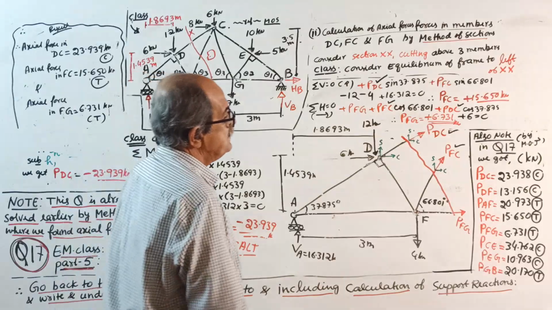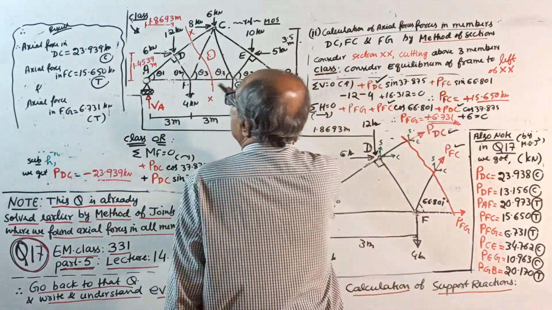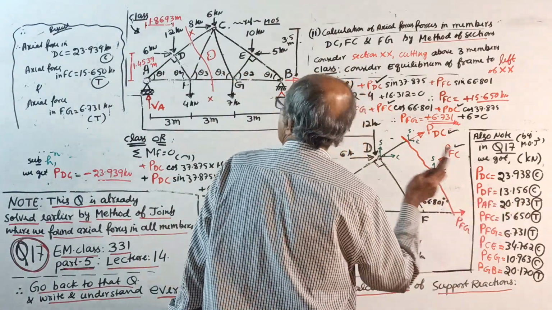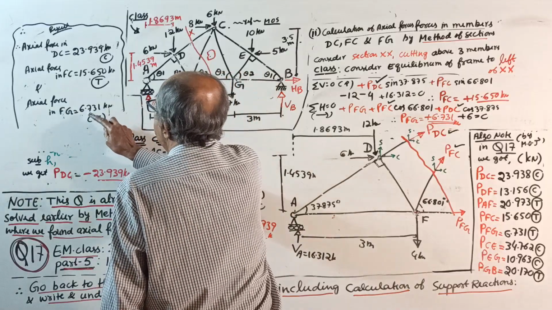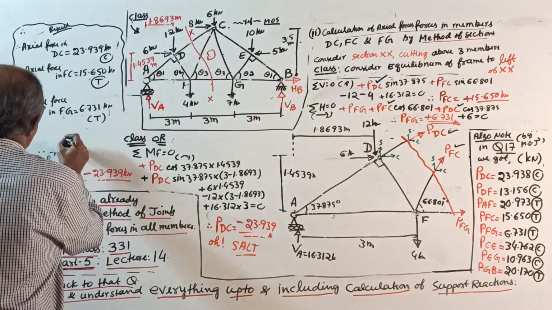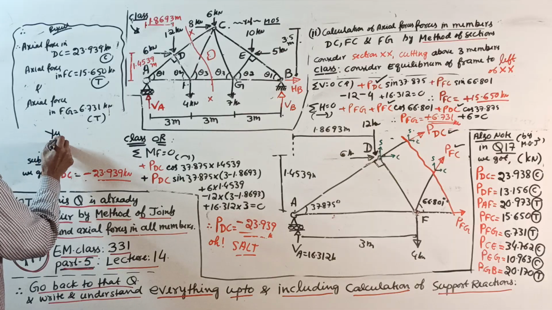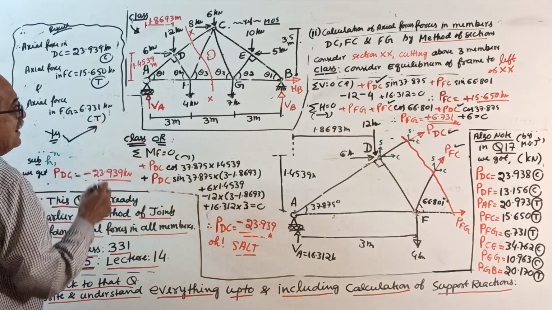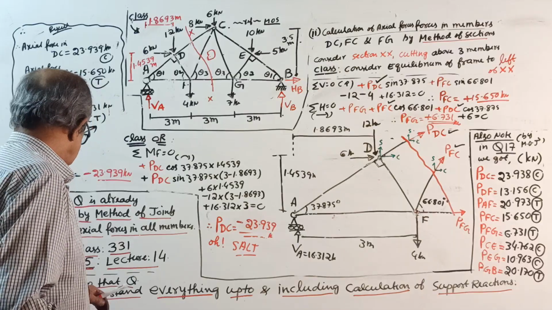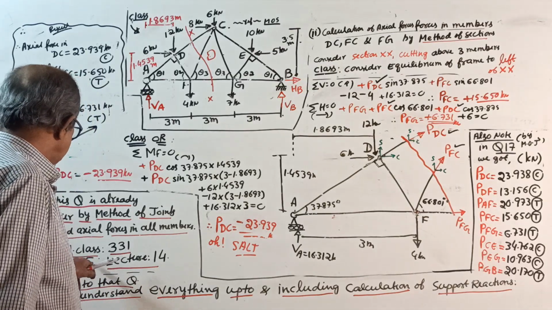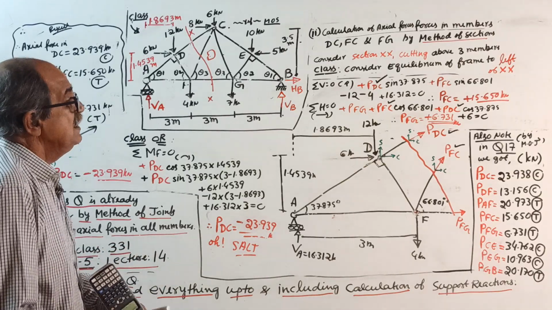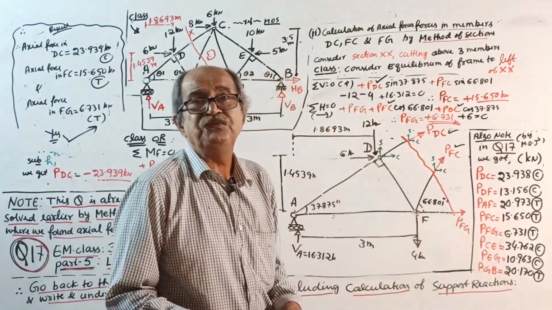DC 23.939, FC 15.650, tension, 6.731 tension, FG. Yes, right here. Yes. The result is perfectly tallying with what we got earlier in class number 331, engineering mechanics, part 5, lecture 14, question 17. I noted the answer perfectly tallying.